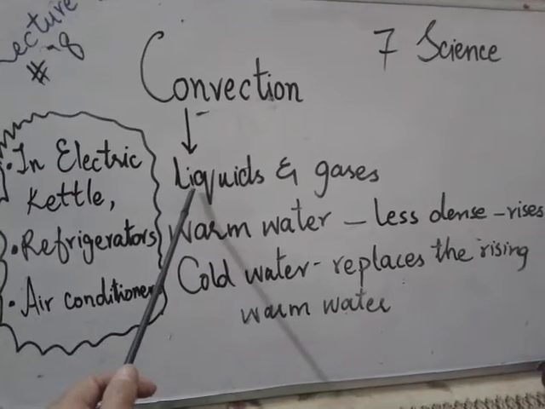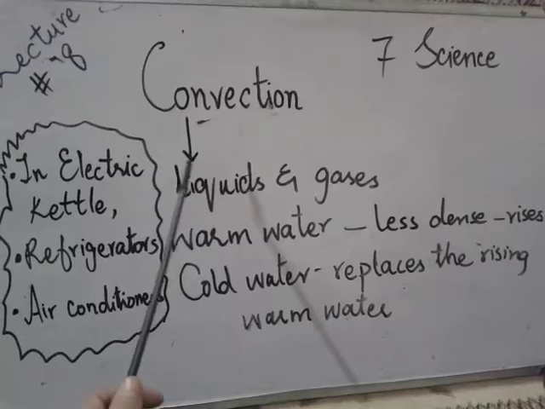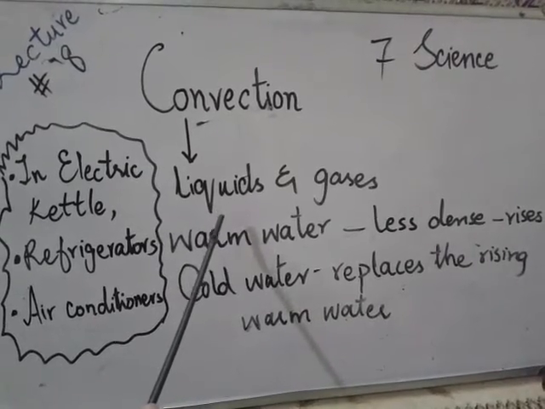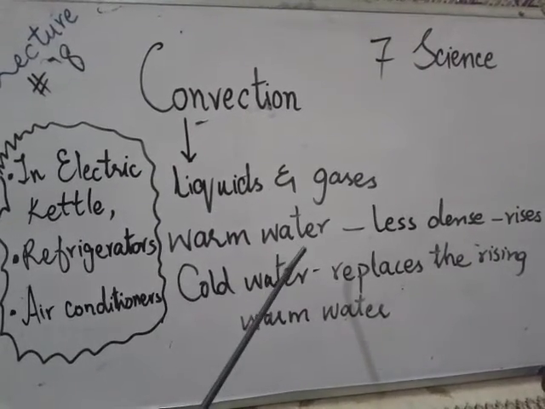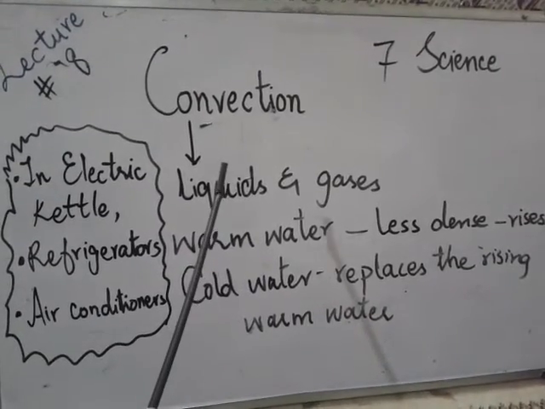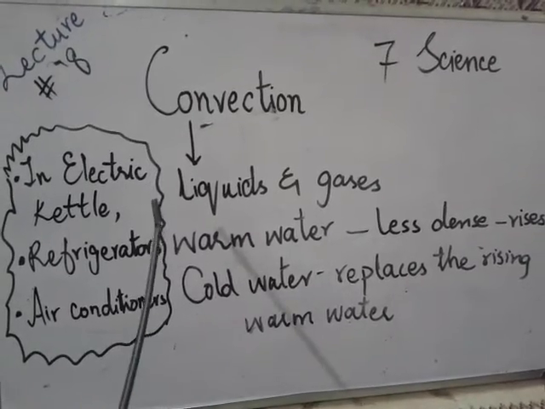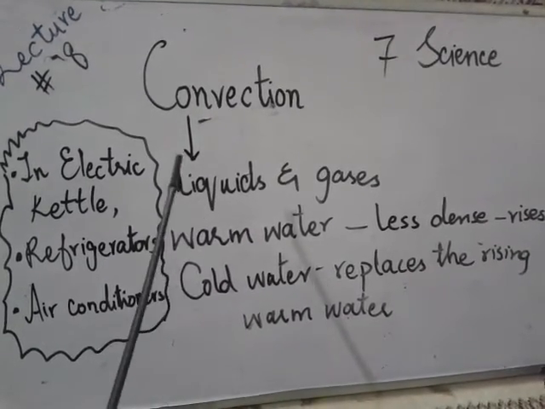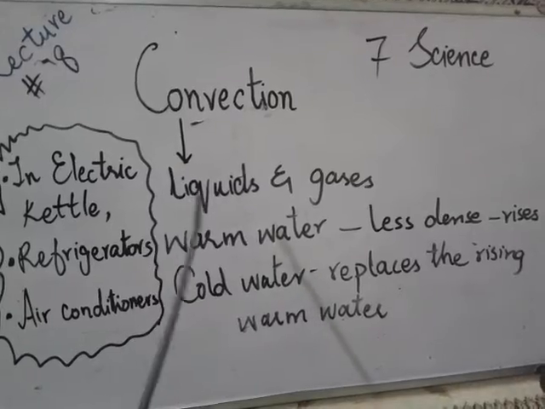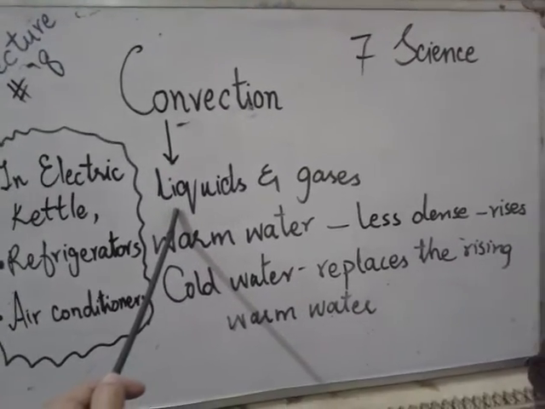Liquids and gases may be poor conductors of heat, but they can carry heat because their particles are free to move around. Convection cannot happen in solids because the particles are held in a framework and cannot move around as they do in liquids and gases.